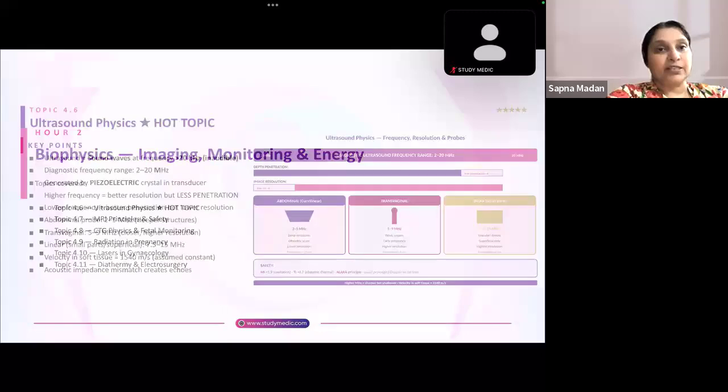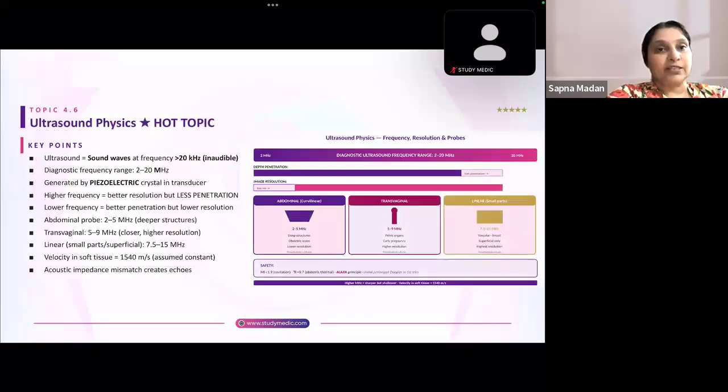Okay, so ultrasound physics is a very important topic. It is considered a hot topic. Ultrasound is sound wave above 20 kilohertz, so this particular range of sound is inaudible. And in ultrasound, what is the diagnostic frequency range? We use 2 to 20 megahertz. Please remember the units, even in this and in diathermy and electrosurgery. So in ultrasound, it is 2 to 20 megahertz.